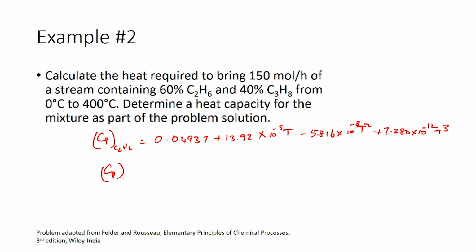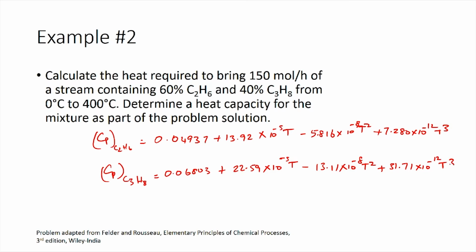Cp of propane is 0.06803 plus 22.59 × 10⁻⁵ T minus 13.11 × 10⁻⁸ T squared plus 31.71 × 10⁻¹² T cube. These values I have taken from your textbook. You could also get these from other handbooks.